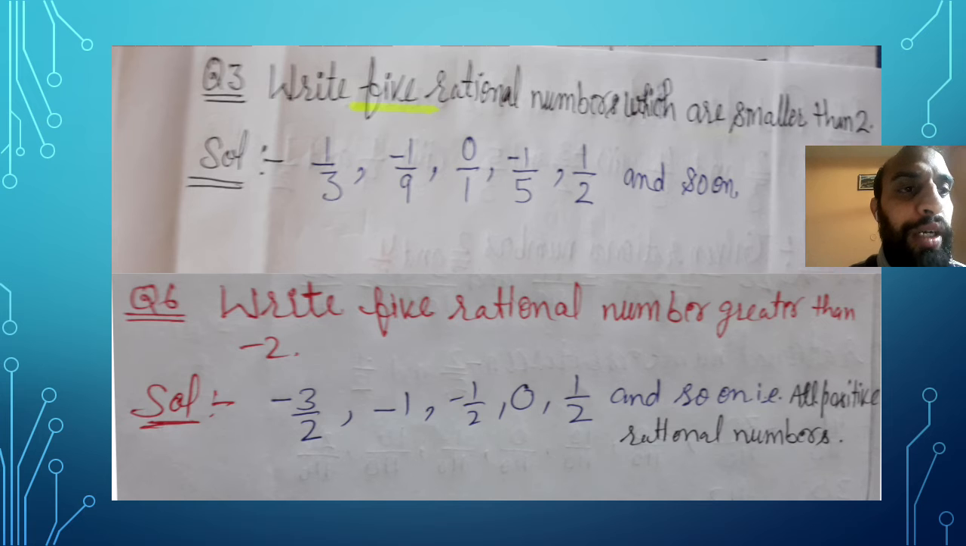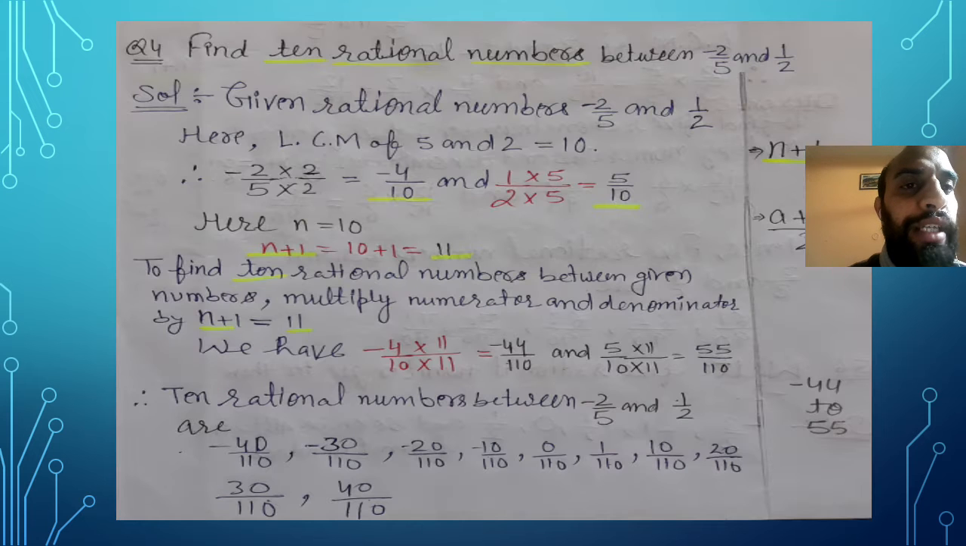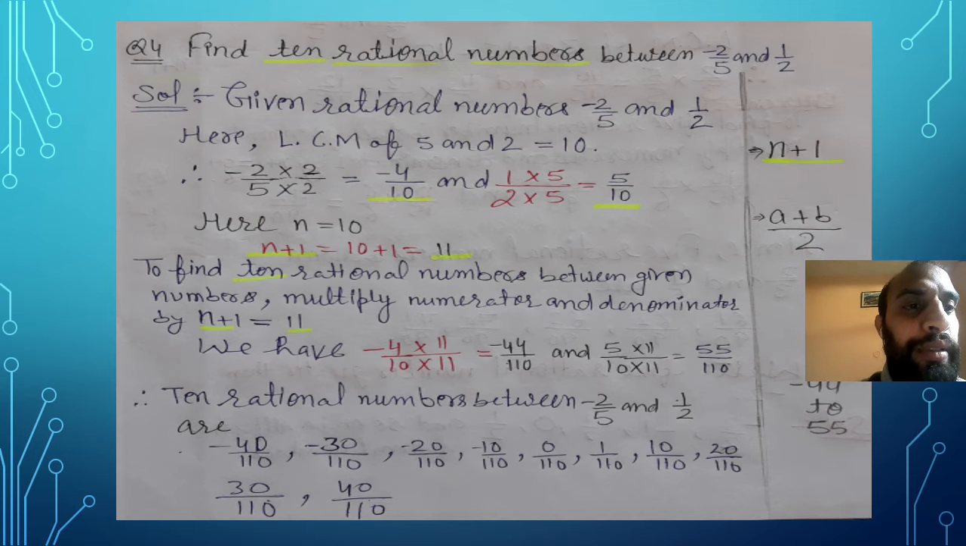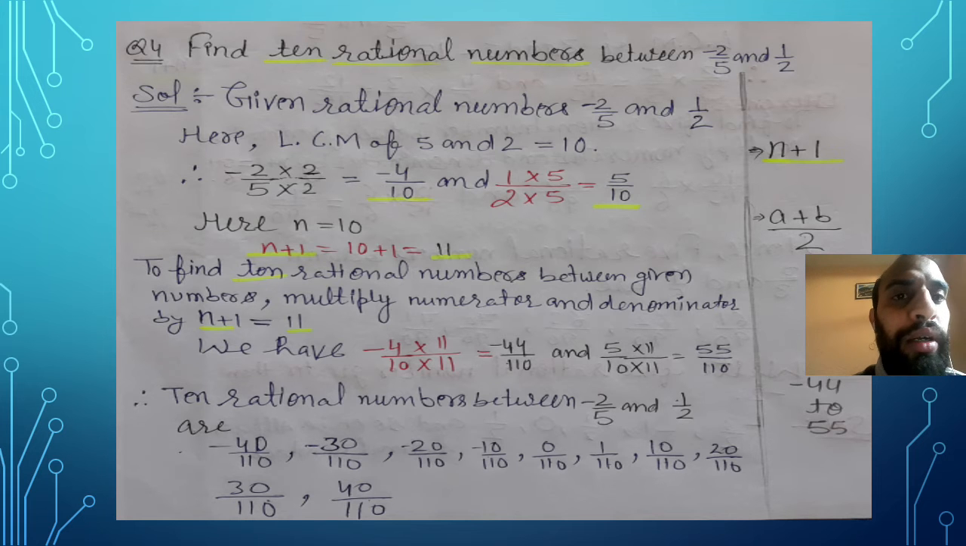So let's move toward a very important part of the unit, that is how to find rational numbers between two given rational numbers. So here you have question number 4. Find 10 rational numbers between -2 upon 5 and 1 upon 2. Before starting this question, let me make it very clear here.